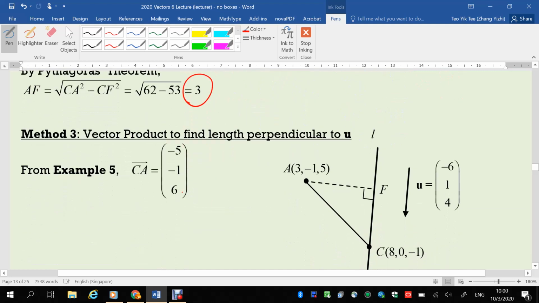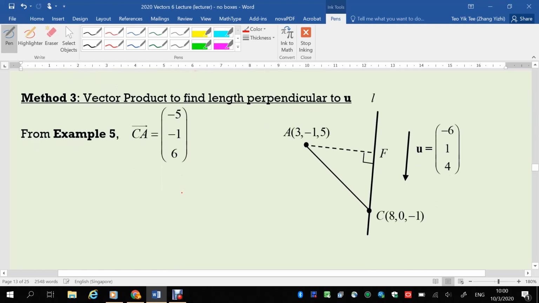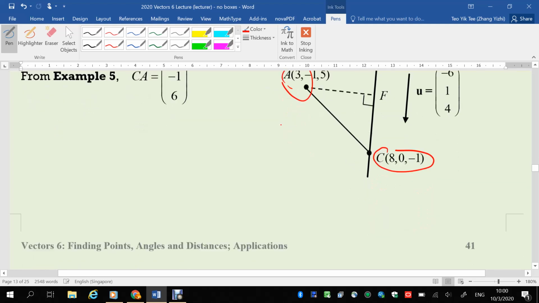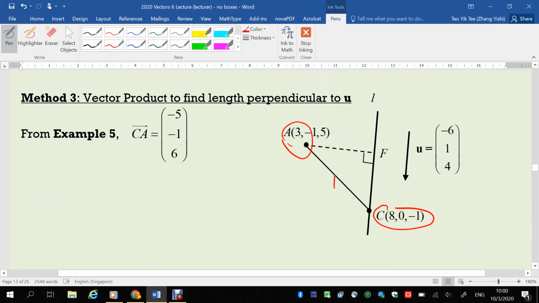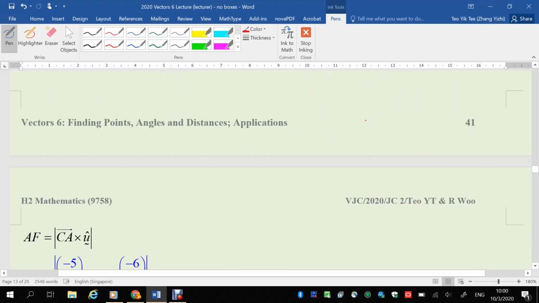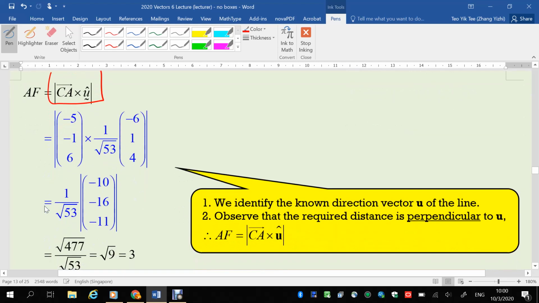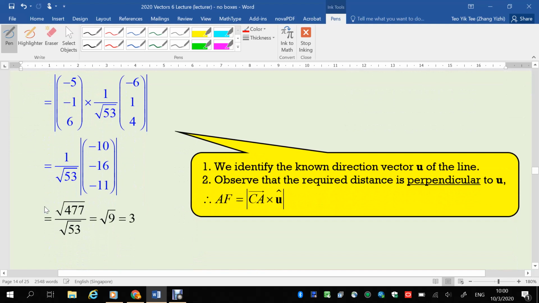Alternatively, I can actually go through everything very quickly. So again, I have the point C, I have the point A. So instead of using dot product, I activate my cross product formula. CA cross with U hat will give me the length of AF immediately, and if I just work out a value, it will be exactly the same.